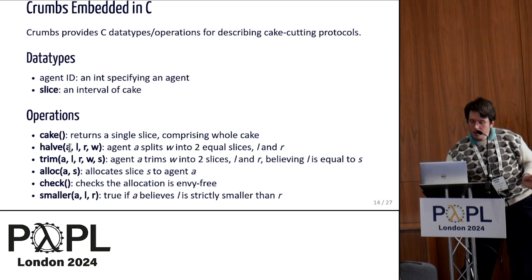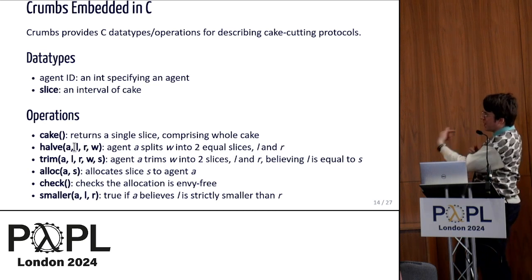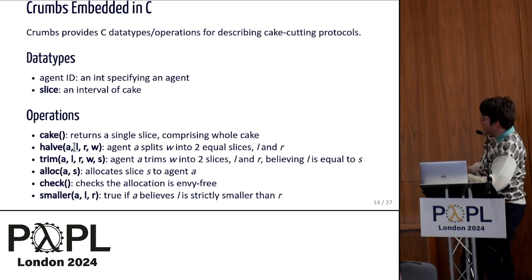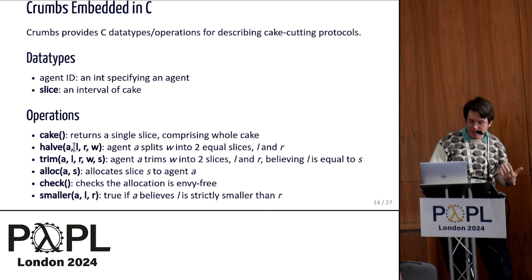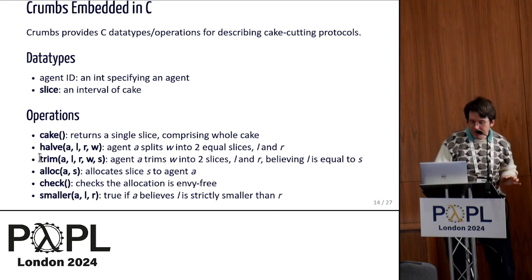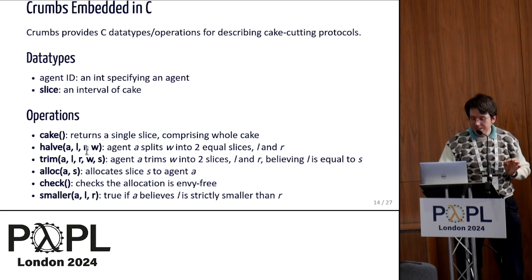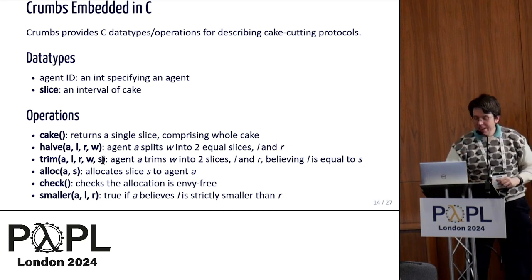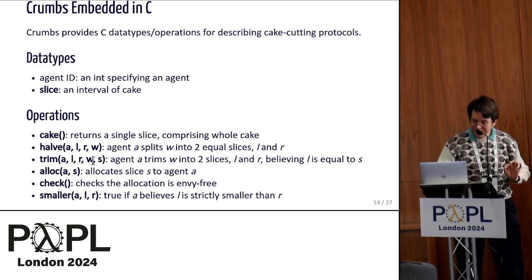Halve, we ask agent A to take a big slice, which might be the whole cake, and split it into two equal slices on the left and the right. So these are equal from the perspective of the agent. They might not be equal from the perspective of the other agents. And analogously, there are versions for 3 or 4 equal slices and so on. We can ask an agent to trim a slice, in which case he takes a reference slice and a big slice and trims a bit off the end so that there's a big bit left that's equal to the reference slice. And it's an error to do that if the agent believes that the whole slice is smaller than the reference.